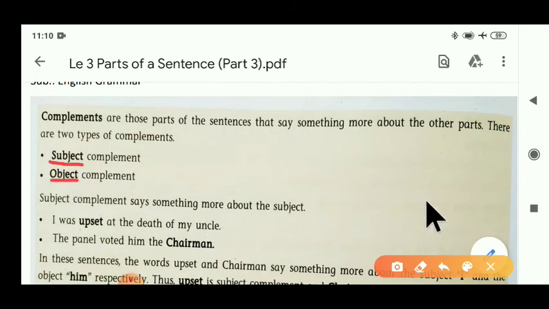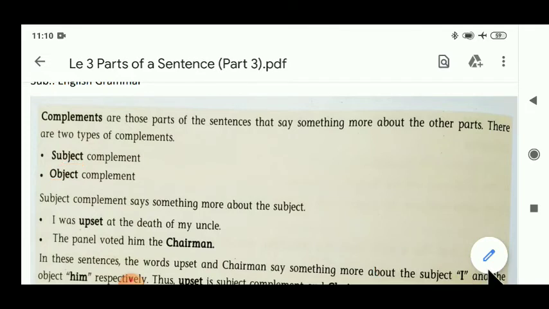What is a subject complement? A subject complement is a word or a group of words that say something more about the subject. On the other hand, an object complement says something more about the object. So both terms you have to keep in mind, subject complement and object complement.